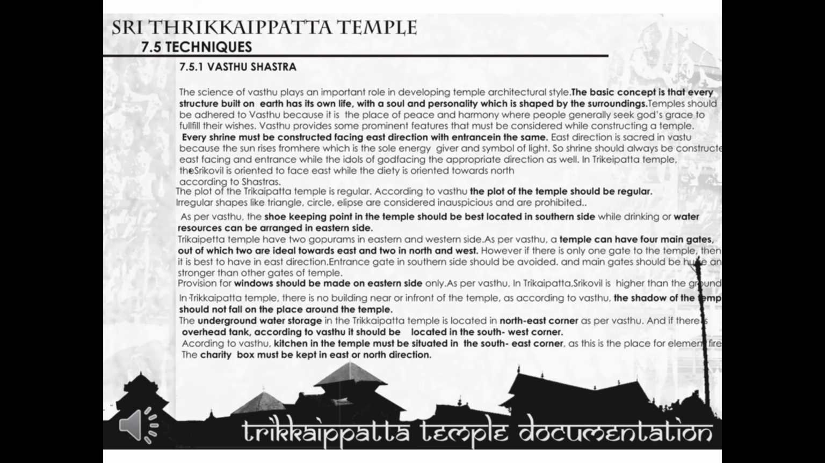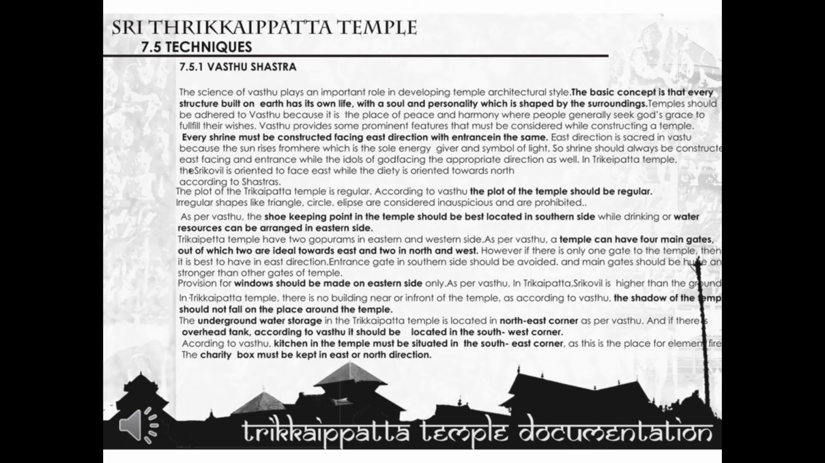Techniques: Vastu Shastra. The science of Vastu plays an important role in developing temple architecture style. The basic concept is that every structure built on earth has its own life with a soul and personality, which is shaped by the surroundings. The plot of Trikapita temple is regular, and according to Vastu, the plot of the temple should be regular.